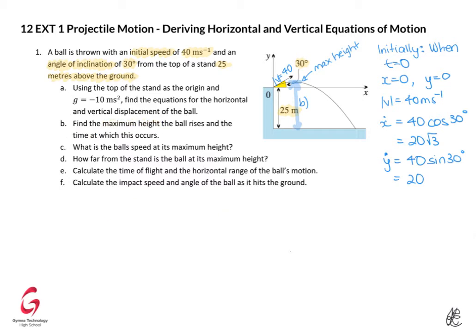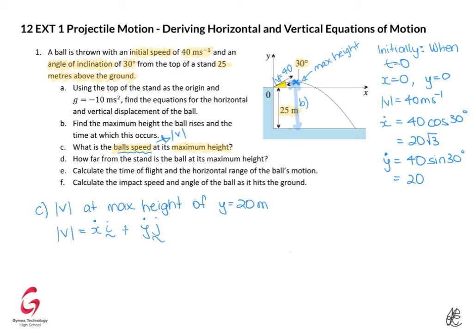For question C, we now want to know what is the ball's speed at that maximum height. So this is now asking us for the magnitude of the resultant velocity at this maximum height that we just obtained. So remembering that the resultant velocity is coming from the combination of our horizontal velocity and our vertical velocity. Now remembering that we have already used this vertical velocity to calculate where this maximum height was occurring in question B.